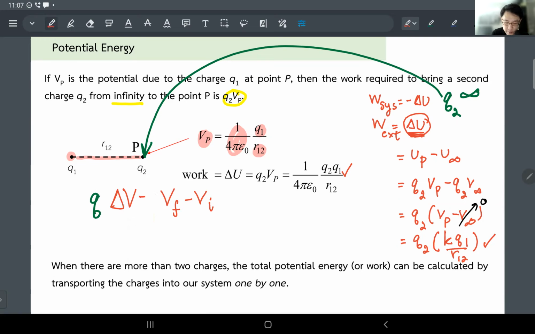Okay, let me move things around a little bit here. You just multiply through by the charge that you are translating. You turn everything into the energy automatically. So this one will be just the delta U. This one will be just the W.